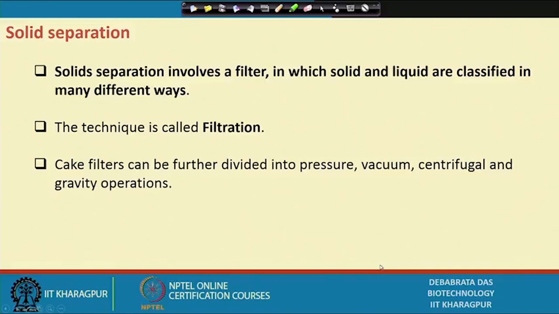Now, solid separation involves filtration, in which the solid and liquid are classified in different ways. One is filtration, another is the cake filter, and the cake filter is divided into pressure, vacuum, centrifugal and gravitational operation.